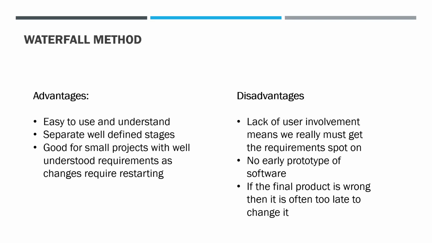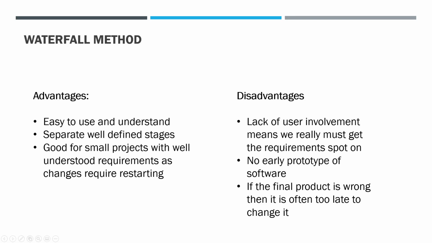So the advantage is it's easy to use. There are separate, well-defined stages, and it's quite good for small projects with well-understood requirements, as changes require restarting. So if you really know what a system's likely to be like, and you might, because you might have made 1,000 other very similar systems, then this isn't a bad model. But there's no early prototype, which I think is really important. I don't like this system at all.